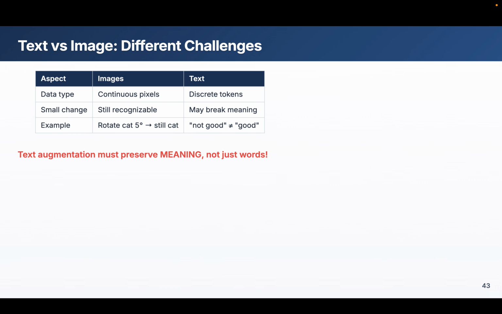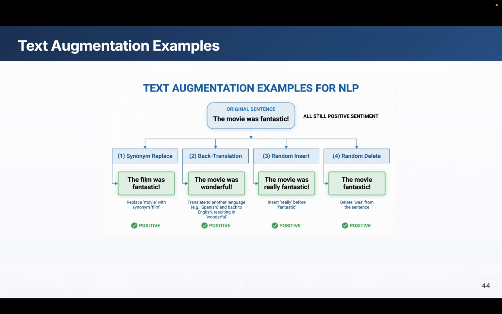Let's look at some more text augmentation examples. Now this is for sentiment prediction. So the original sentence was: the movie was fantastic. Now you have to use your creativity. You change the movie to film, which is a synonym. You can change fantastic to wonderful.